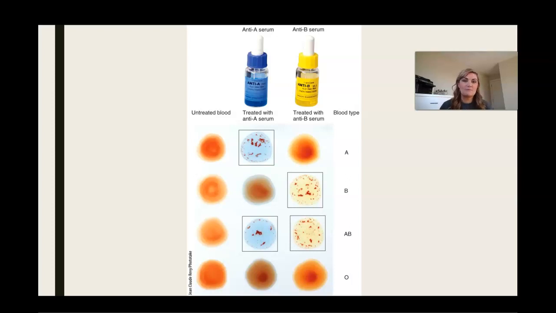Now, lots of people are probably thinking, what happens to the positive factor? That's not included with this type. That's simply going to be another antigen that you're going to find on the outside of the red blood cell's cell membrane. But that's not shown here.